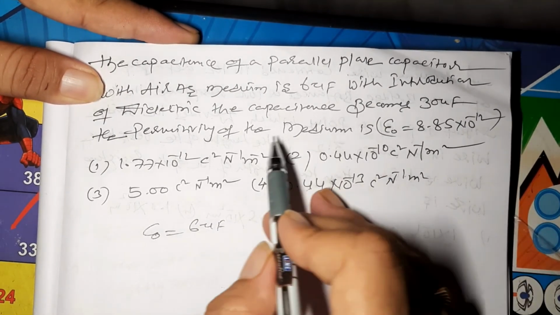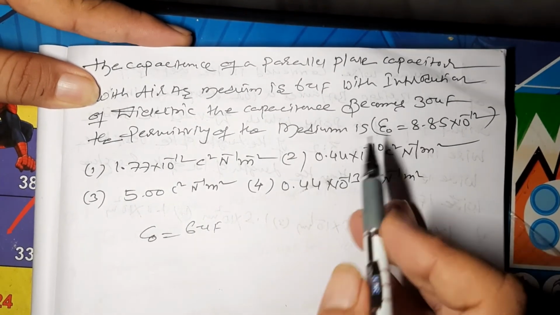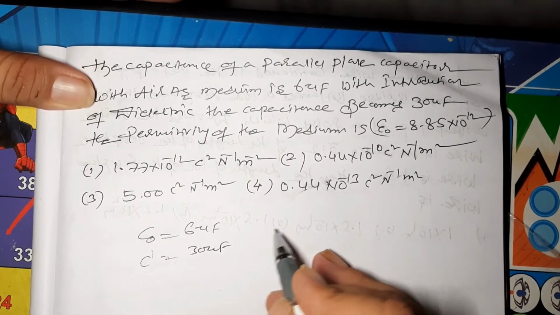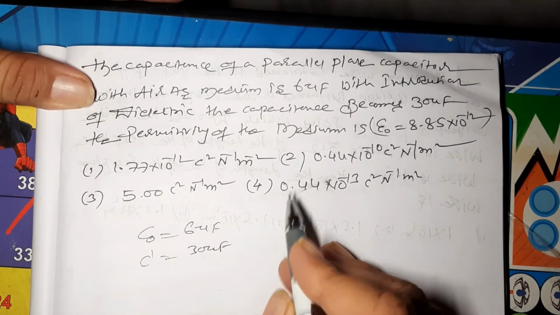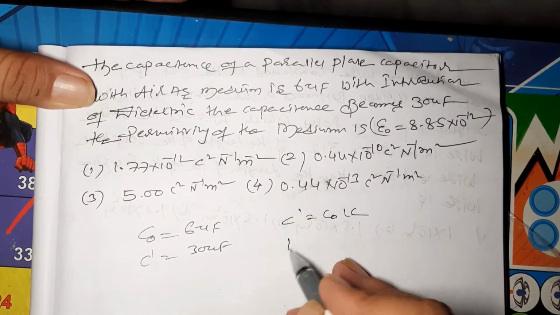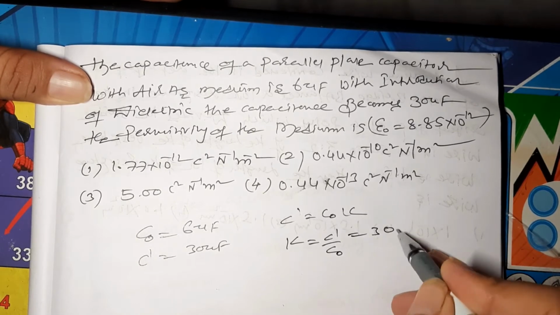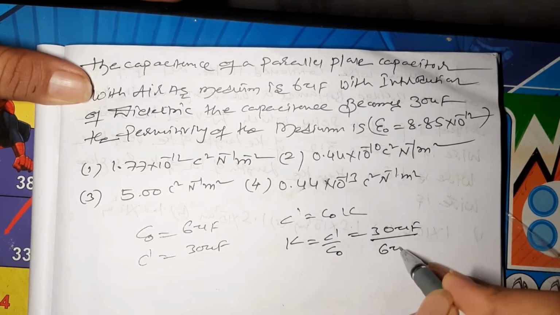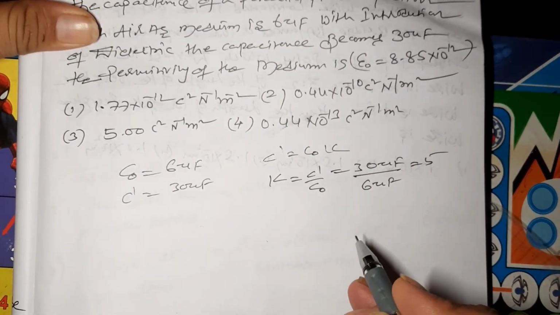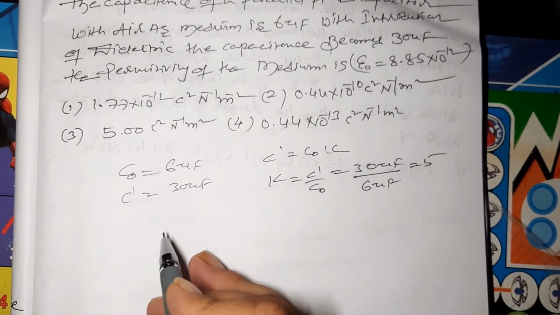So here with the dielectric, capacitance becomes 30 microfarads, right? C dash is equal to 30 microfarads. So we know that C dash is equal to C naught into K. K is equal to C dash by C naught, that is equal to 30 microfarads divided by 6 microfarads, that is equal to 5. Okay. Look, K is equal to 5.